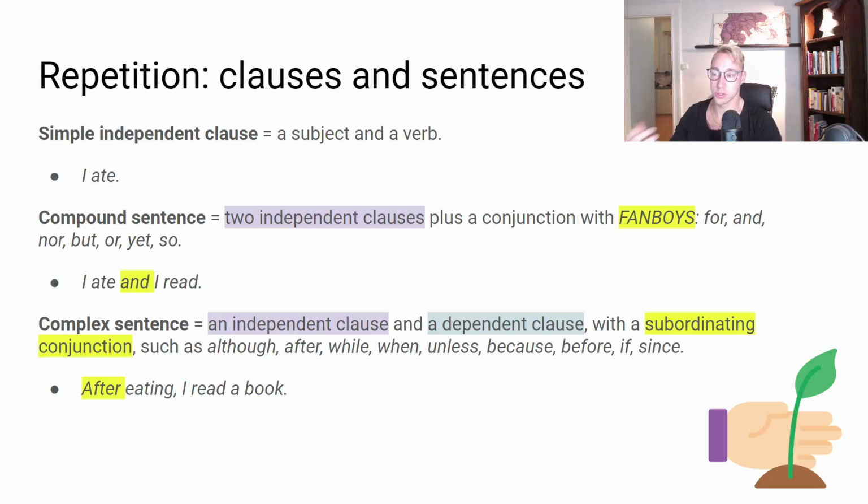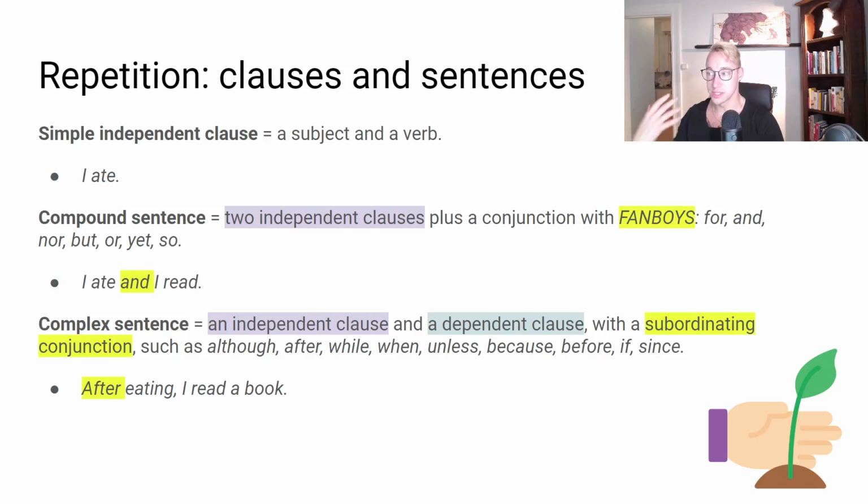If someone asks you what you did last night, and you just say "after eating," there's going to be this really awkward silence because they're sort of expecting something else to happen. So that is the dependent clause, and then you have an independent clause, which is "I read a book," which is a perfectly standalone, doable, independent clause.